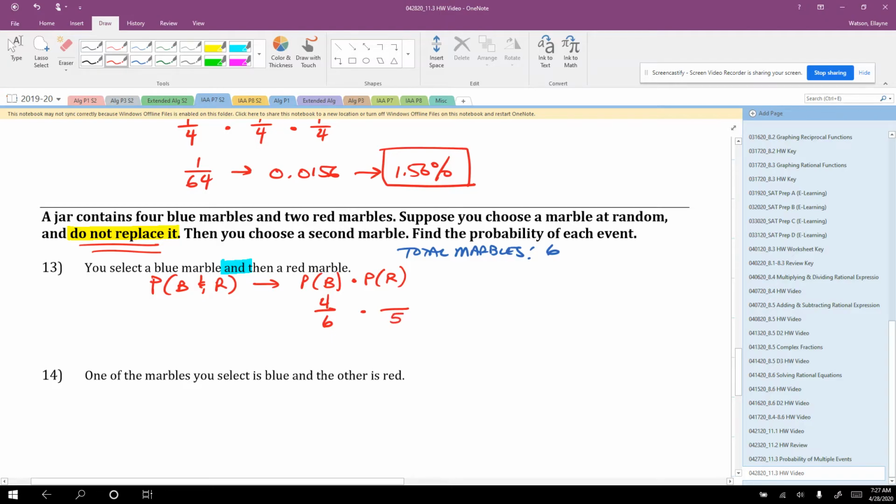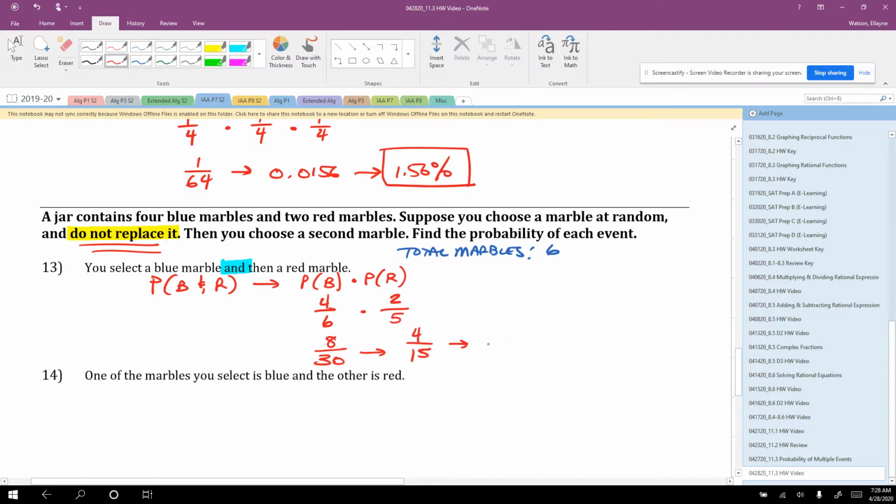Okay, and so somebody later asked about dependent events. Well, this is a dependent event, right? So there's only 5 left. So how many of those 5 are red? Well, there's still 2 red ones in there because in that first draw, we picked a blue. So multiply this out. You're going to get 8 over 30, which reduces to 4 over 15.